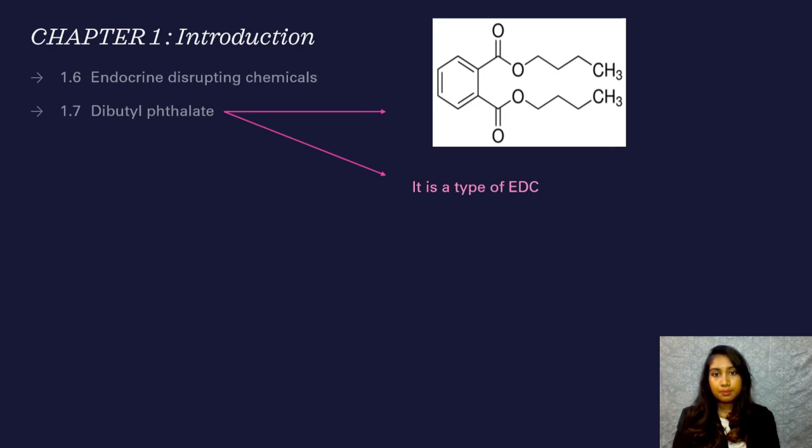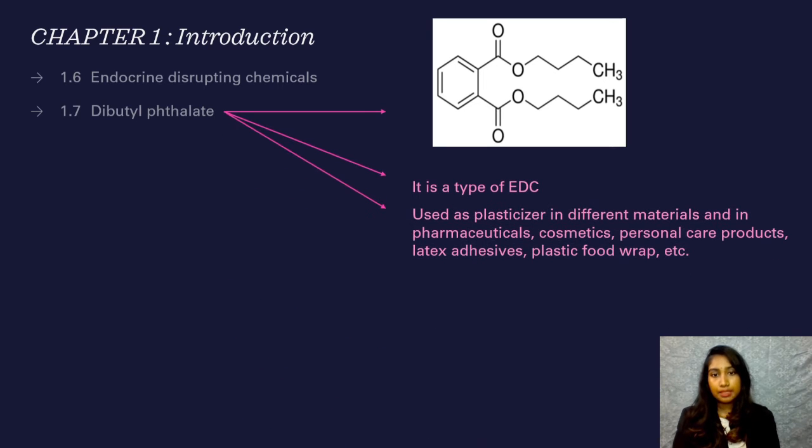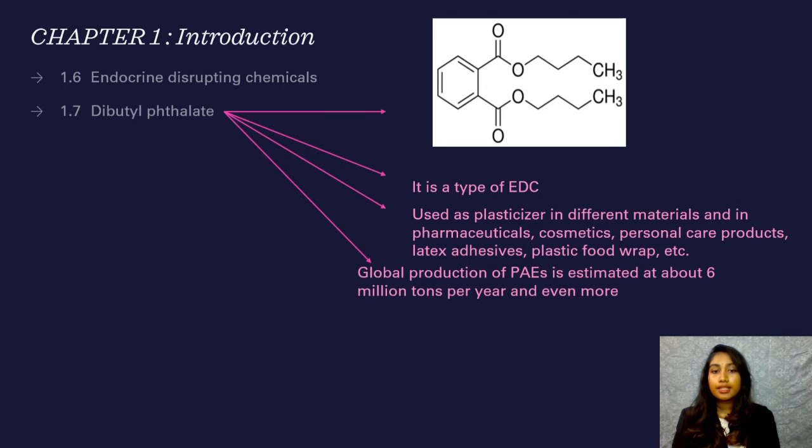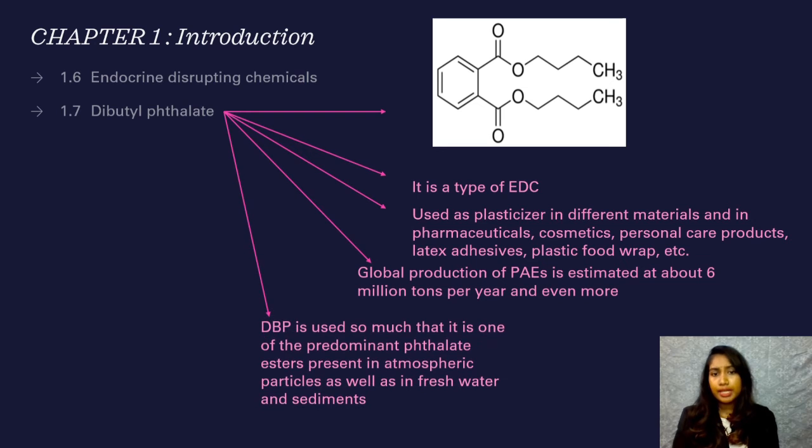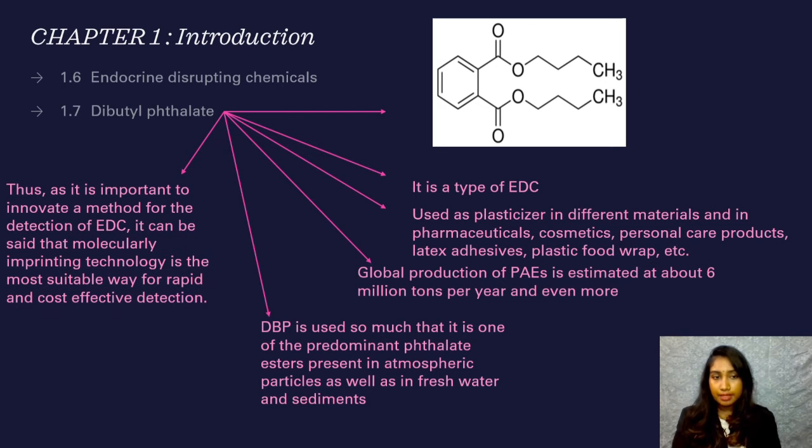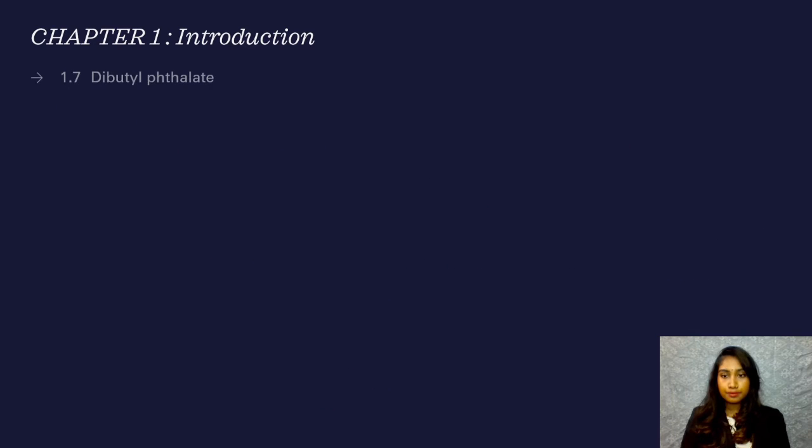The following subtopic would be dibutyl phthalate. This is the structure of DBP. It's a type of endocrine disrupting chemical used as plasticizer in different materials and etc. Its global production of phthalate ester is estimated at about 6 million tons per year and even more. It is used so much that it is one of the predominant phthalate esters present in atmospheric particles as well as it is in the fresh water and sediments. So it is important to innovate a method for the detection of EDC, so it can be said that molecularly imprinted technology is the most suitable way for rapid and cost-effective detection.